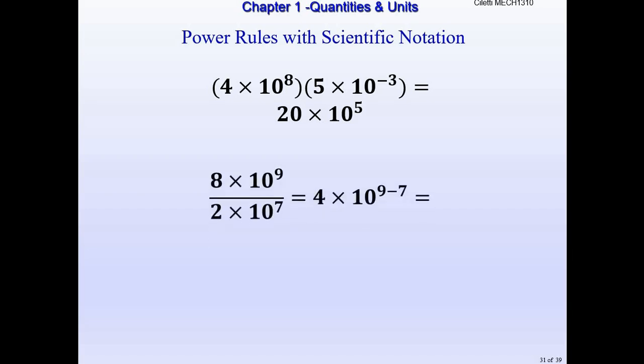All right, so let's look at this one. We're dividing. All right, so it's 8 divided by 2, which is 4. Then we handle the bases, so it's 10 to the 9th divided by 10 to the 7th, so it's 10 to the 9 minus 7. So we get 4 times 10 squared, because 9 minus 7 is 2.